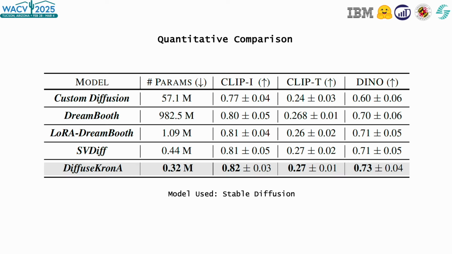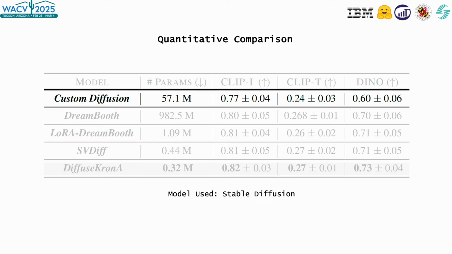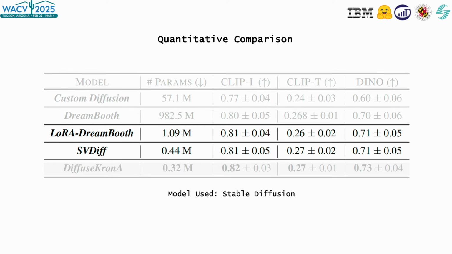In the evolving landscape of AI efficiency, balancing model size with performance is critical. First, observe the parameter counts. Vanilla DreamBooth at 980.2 million parameters sets a baseline for quality but demands immense computational resources. Custom Diffusion reduces this to 57.1 million, yet struggles to match performance. Meanwhile, LoRA-DreamBooth and SVDiff push efficiency further, at 1.09 million and 0.44 million parameters respectively, but still lag behind in key metrics.